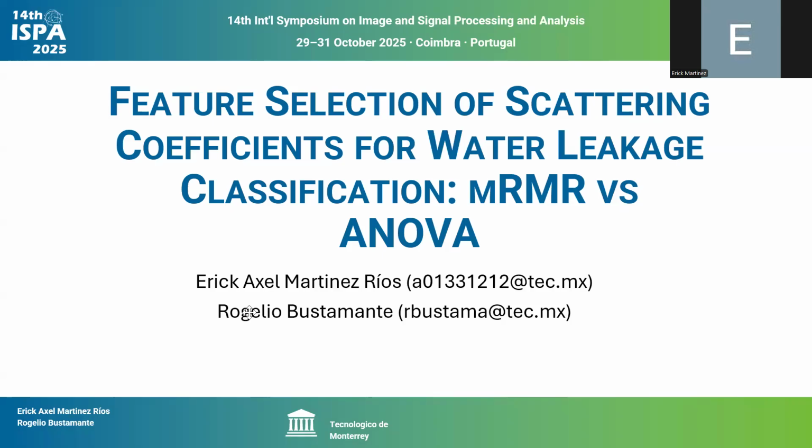Hello everyone. In this presentation, I will be presenting the following work titled Feature Selection of Scattering Coefficients for Water Leakage Classification. In this case, we compare two main feature extraction or feature selection techniques, that is the minimum redundancy maximum relevance algorithm, and the analysis of variance. This work was made by Eric Martinez Rios and Rogelio Bustamante.